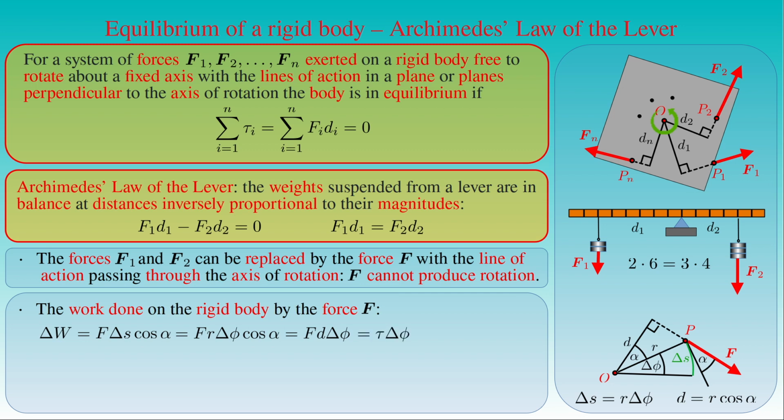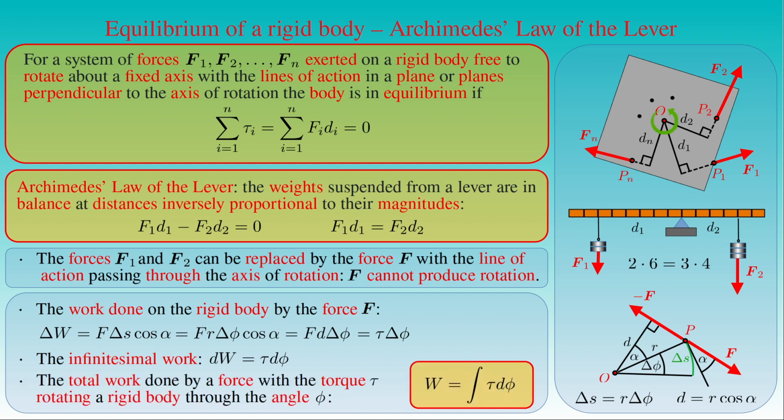In the case depicted in the figure, this work is positive, that is, the torque tau is positive. The work done by the force minus F is negative because the torque tau is negative. If the angle delta phi tends to 0, then we obtain the infinitesimal work dW given by the torque tau times the differential of the angle phi. For a finite rotation through the angle phi, the total work done by the force F can be written as the integral of the torque tau of the force with respect to the angle phi. If the torque is constant, then the work W is simply equal to the torque tau times the angle phi.